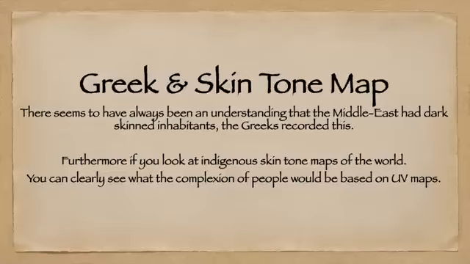So now let's look at the Greek and the skin tone map. There seems to have always been an understanding that the Middle East had dark-skinned inhabitants. The Greeks recorded this. Furthermore, if we look at indigenous skin tone maps of the world, you can clearly see what the complexion of people would be based on UV maps.